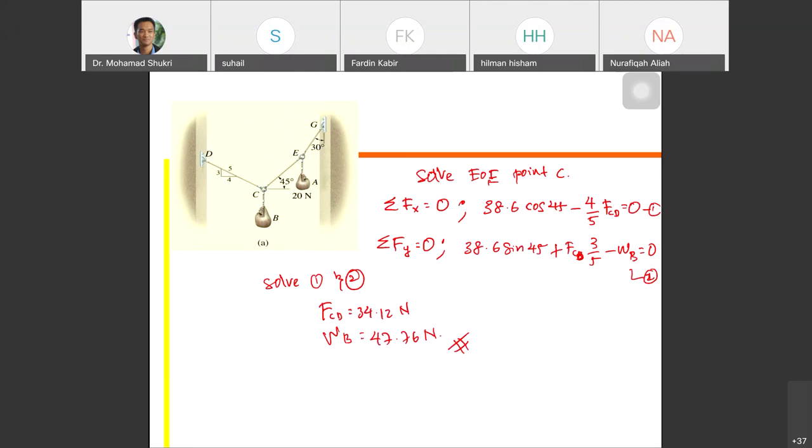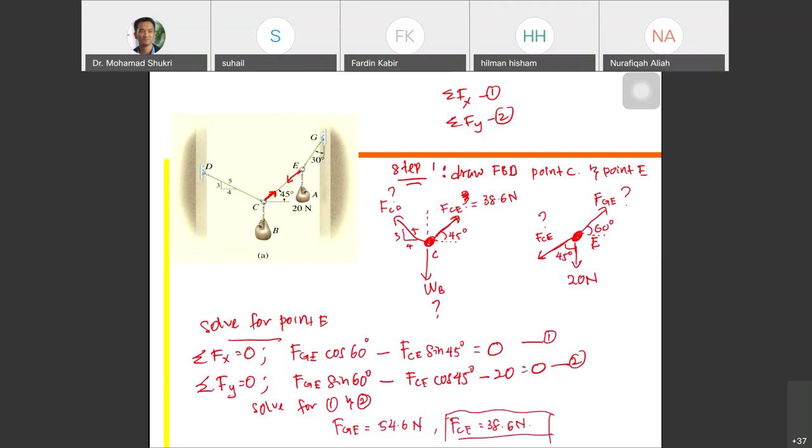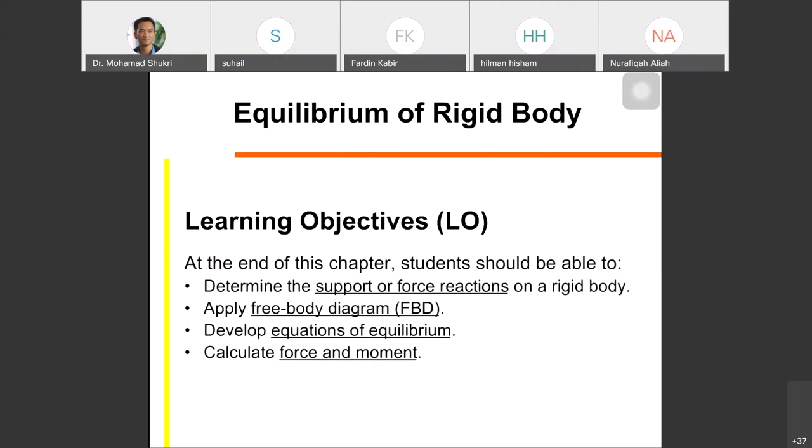So that's all, I think, for the equilibrium of a particle. Right? So last semester, you have one question on this type. So you need to study. All right? So done with the particle. Now we go to the equilibrium of rigid body.